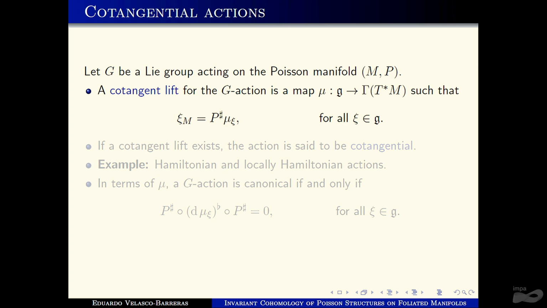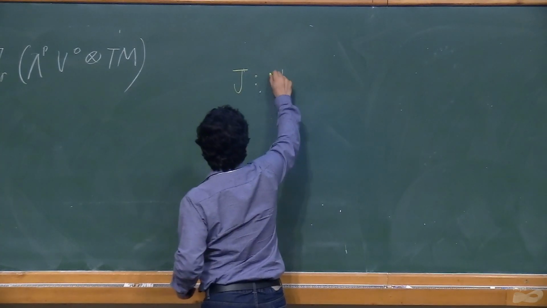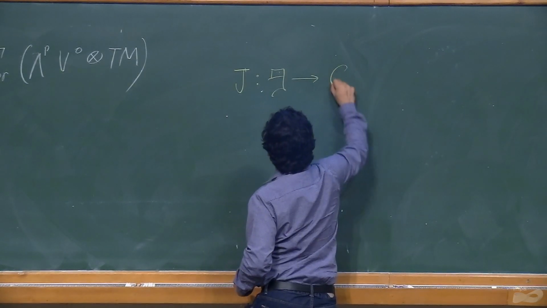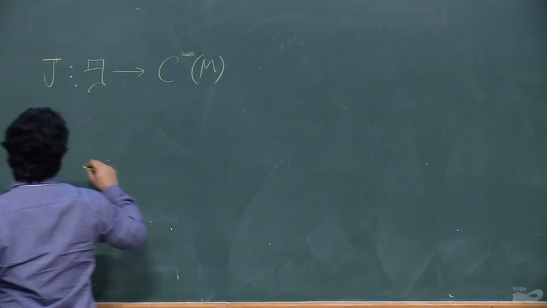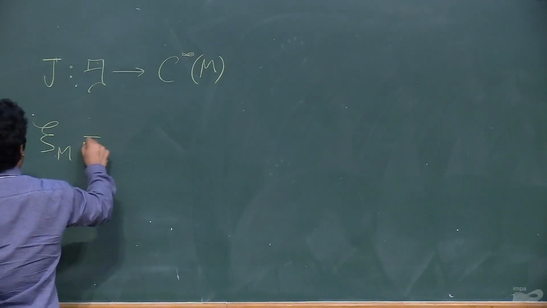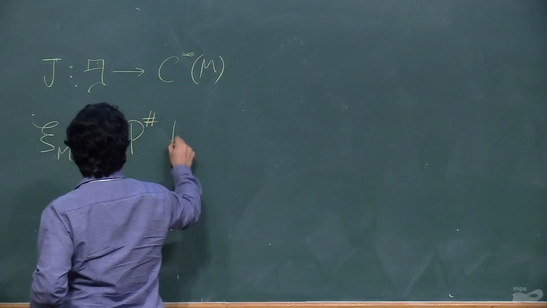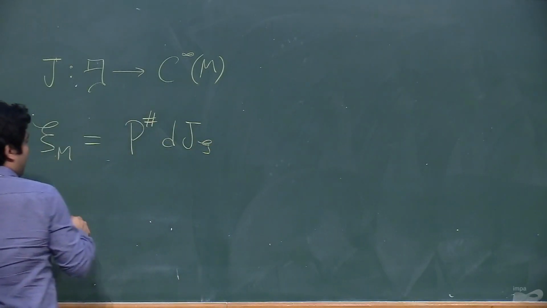In particular, the infinitesimal generators are tangent to the symplectic foliation of the Poisson structure. In the case when the G action admits a cotangent lift, it is said to be cotangential. And a very simple example is Hamiltonian and locally Hamiltonian actions. If we have a Hamiltonian action, then we have a momentum map, which induces a map from the Lie algebra to the space of smooth functions, and then the infinitesimal generator is described by this formula.